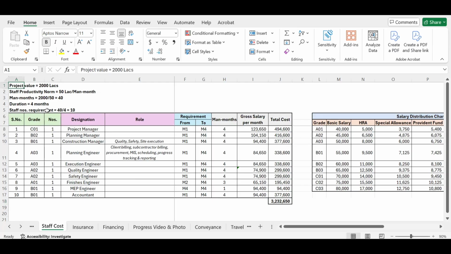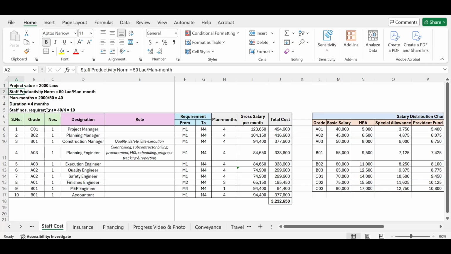So what you have to do is, first of all, you have to know what the value of your project is in lakh rupees or whatever is the unit of measurement. It will be an approximate value, okay, because you are in the tendering stage itself. You cannot take the exact project value. So let us say my project value is 2000 lakh rupees.